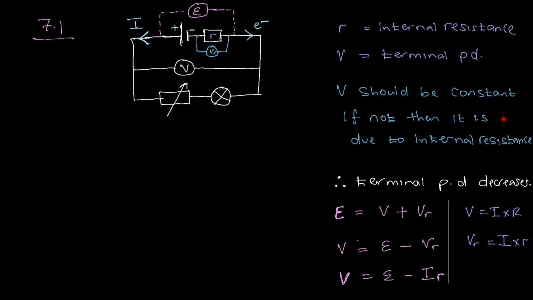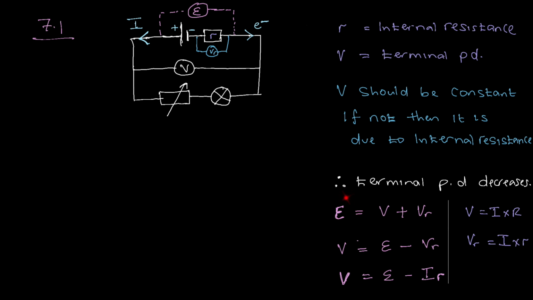If not, then it is due to the internal resistance. So V should be constant. If not, it's due to internal resistance changing. Therefore, terminal PD will decrease if the internal resistance increases. So what we're saying is that there's a relationship you can use.